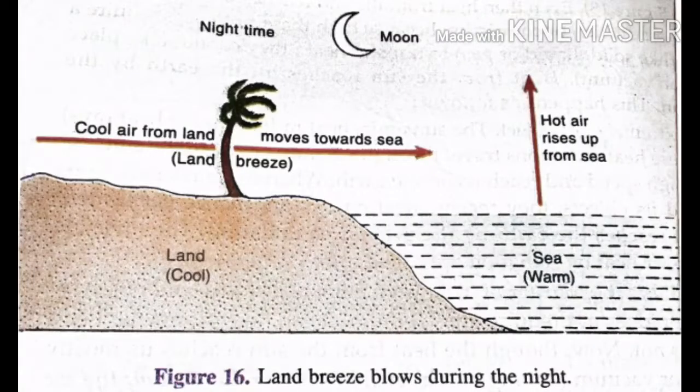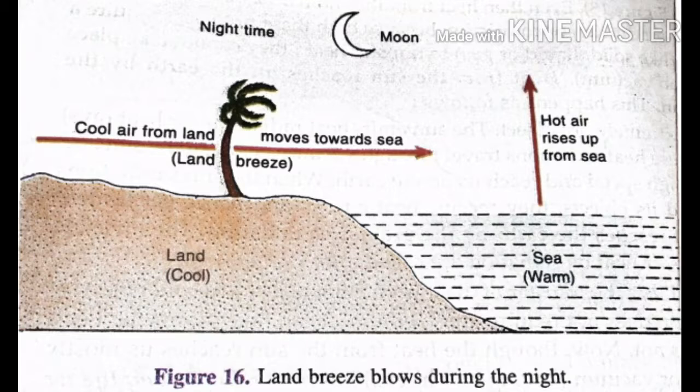Next one, land breeze. At night time, the temperature of the sea is higher than that of the land. The temperature of sea is higher than land at night time. This is because sea cools slowly as compared to land. The air above the sea is warmer and rises while the cooler air over the land replaces it.